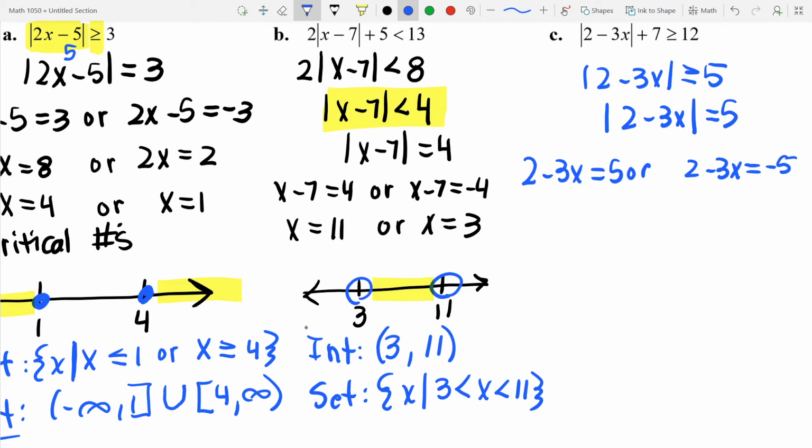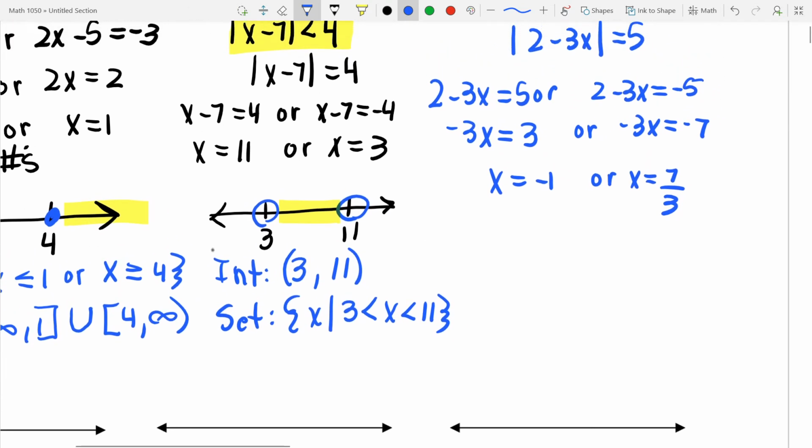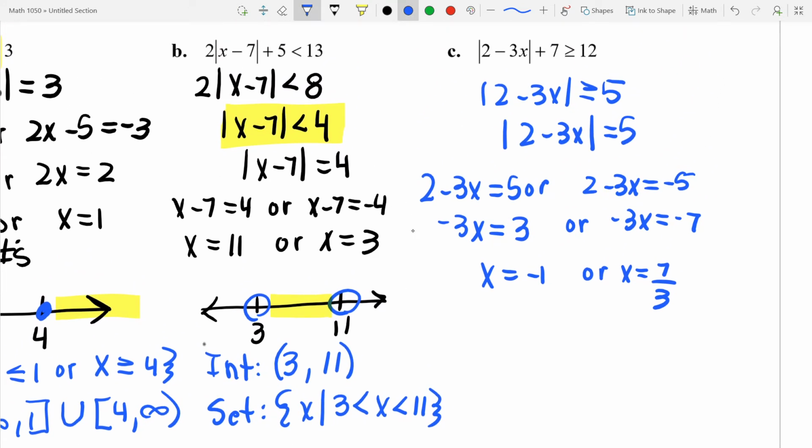Now solve those. So you have negative 3x equals, the 2 comes over and becomes a negative, and you have a 3. Divide, x equals negative 1. Or if I make a mistake, make sure you catch me. Negative 3x equals, 2 comes over and becomes a negative, negative 7. Divide, and you get 7 over 3. What are those called again? Critical numbers, right? So draw that number line, the negative on the left, the 7/3 on the right.